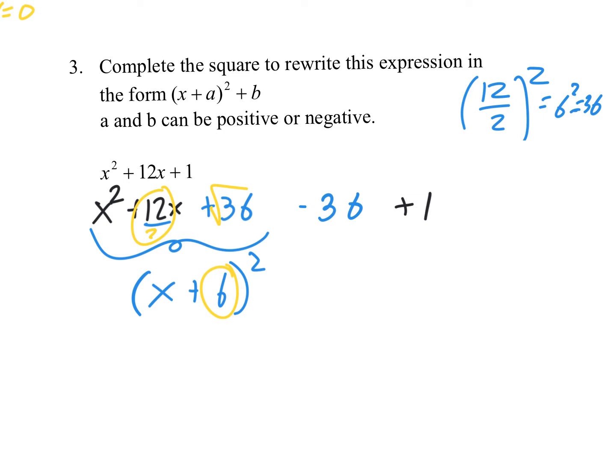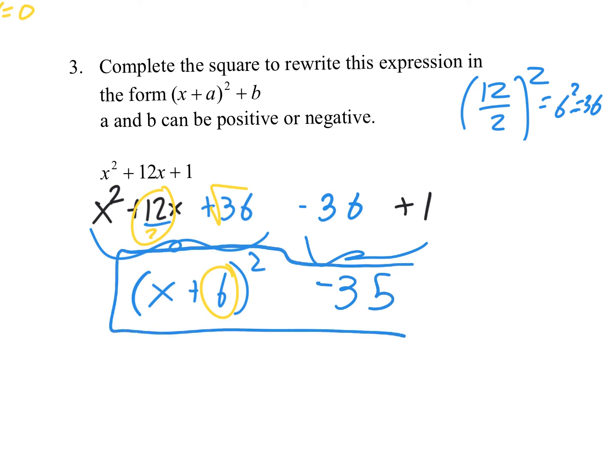And over here, negative 36 and 1 make negative 35. And there we have it. We've written it how they've asked. X plus 6 squared minus 35. Boom.